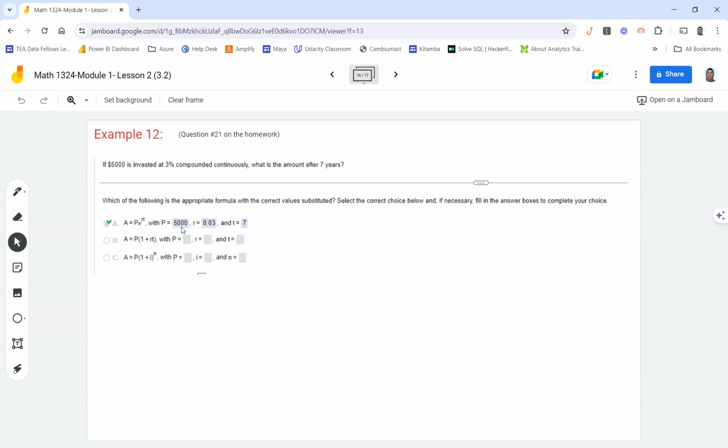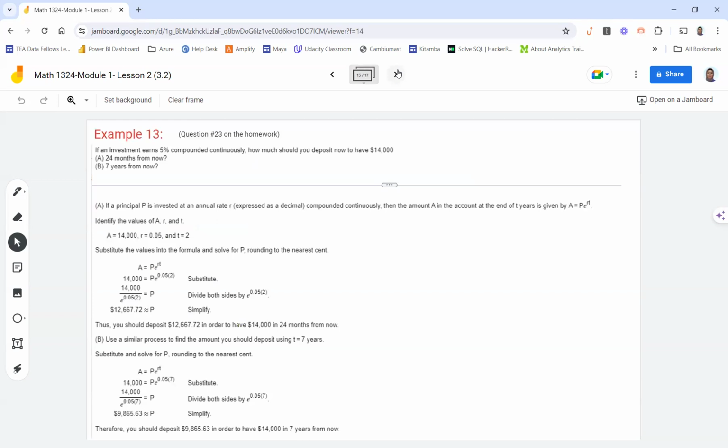So 5,000 is the principal P value. R is 3%, which is 0.03, and time is 7 years. I believe this homework question comes in 2 parts. First, you need to identify the values and which formula to use. Then you have to actually use a calculator and find the amount after 7 years.